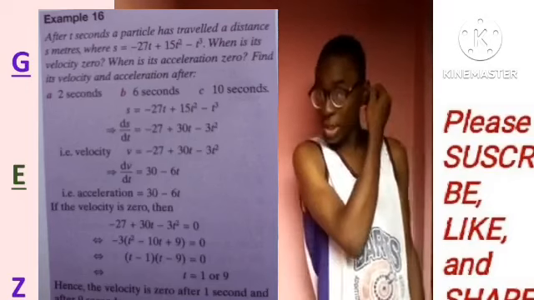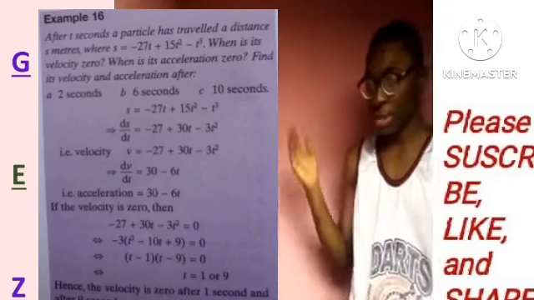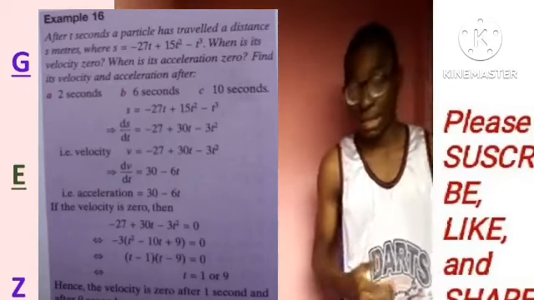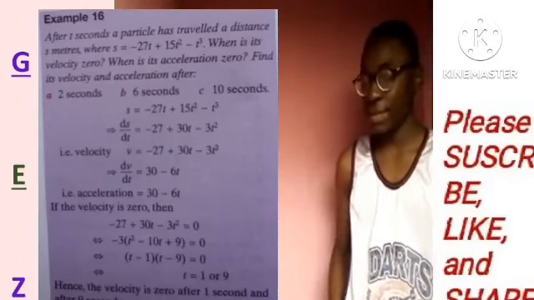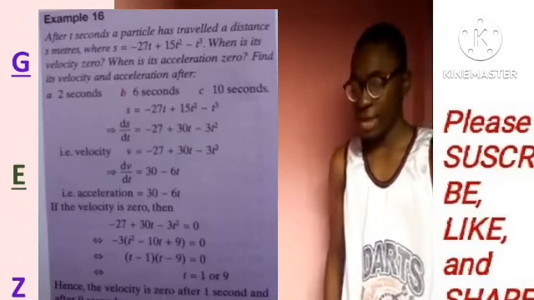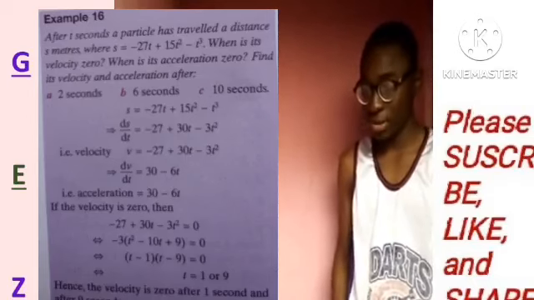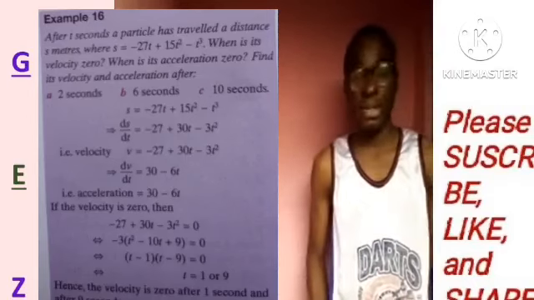Now this question is not very difficult. All you need to do is express the function, and then derive that function. So if s, which is the distance, equals minus 27t plus 15t squared minus t cubed, when you derive that, the derivative of your distance equals minus 27 plus 30t minus 3t squared.